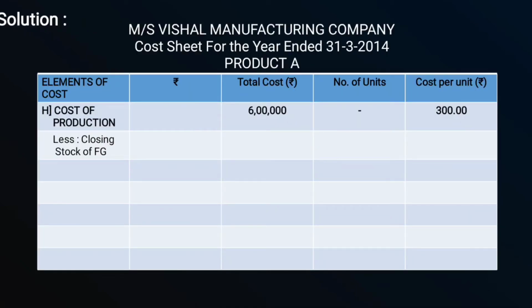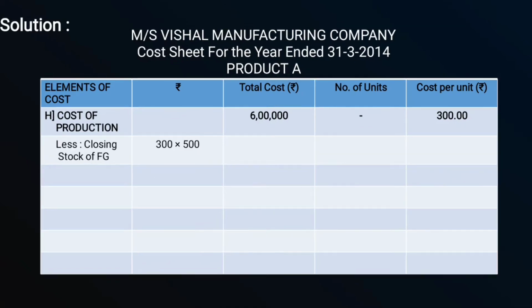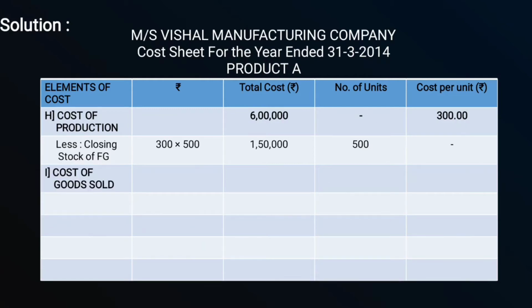So we'll record it in cost sheet, less closing stock of finished goods. So 300 cost per unit, that is 300 of cost of production cost per unit, into 500, that is the quantity of closing stock of finished goods. So the total cost will be 1,50,000. Number of units is 500 and cost per unit is nil. Cost of goods sold. So the total amount of cost of goods sold will be 4,50,000. Number of units will be 1,500 and cost per unit will be 300 per unit.